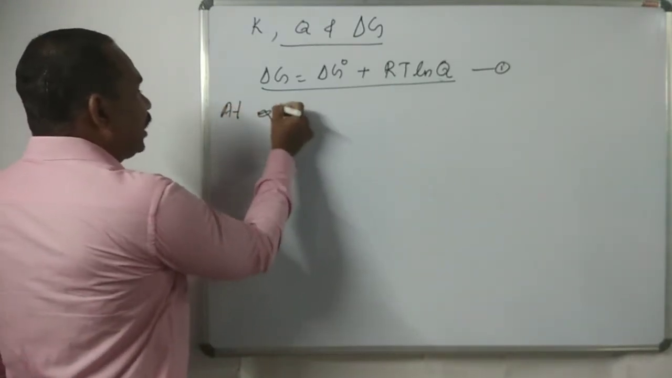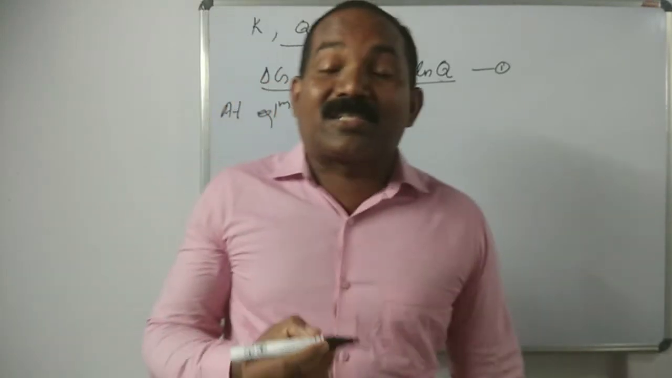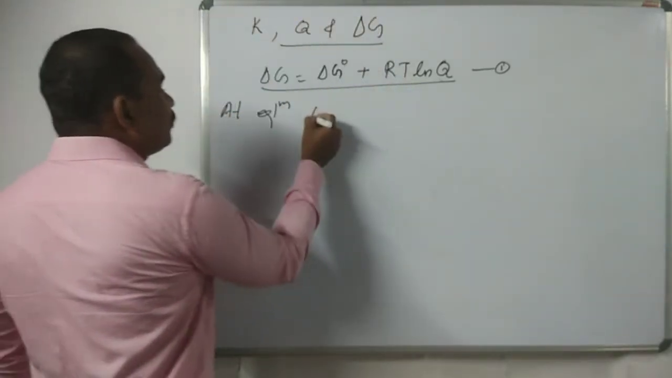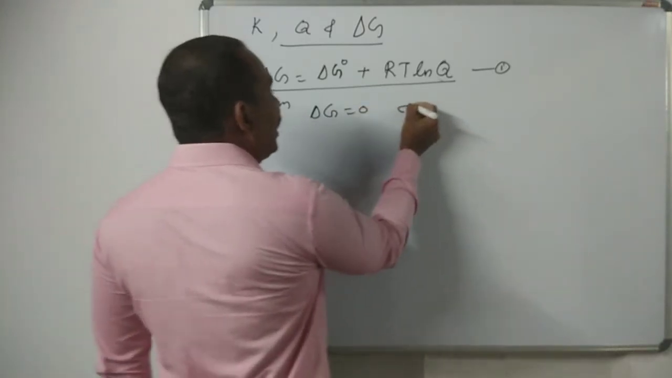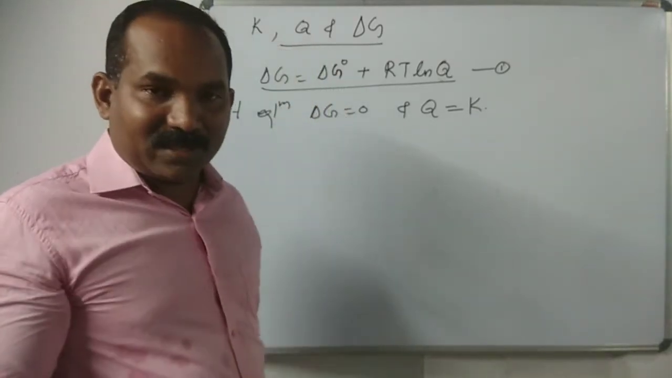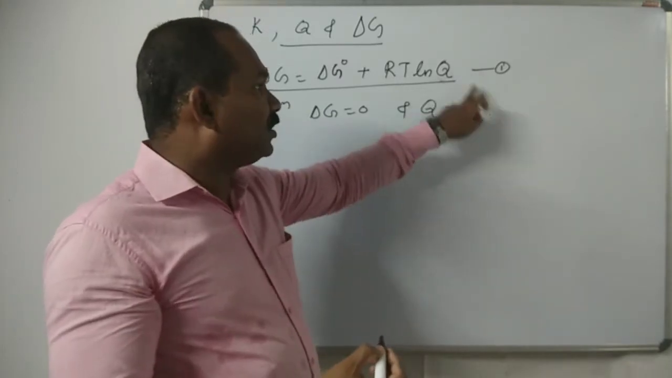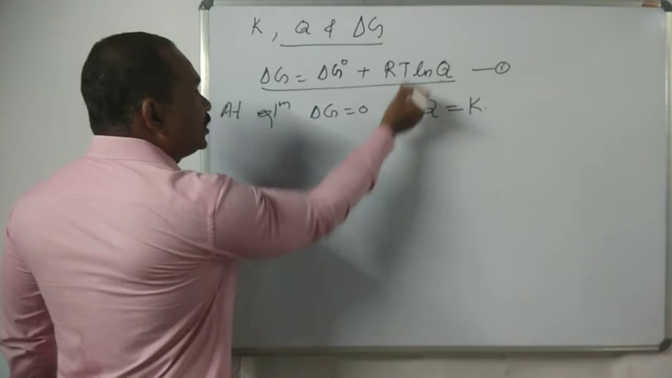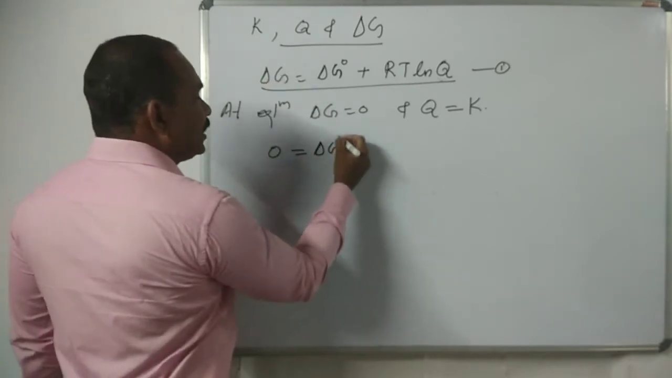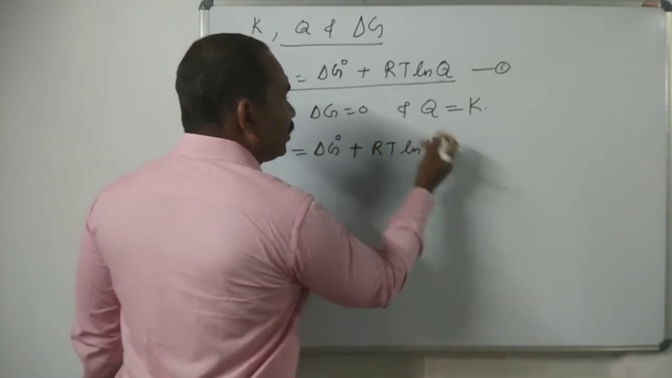At equilibrium, what is delta G, the free energy change? Delta G naught is the standard free energy change. At equilibrium, delta G is equal to 0 and Q is equal to K, as we just discussed. If you write Qc, you write Kc. Substituting into that equation: 0 is equal to delta G naught plus RT natural logarithm of K, since Q becomes K.